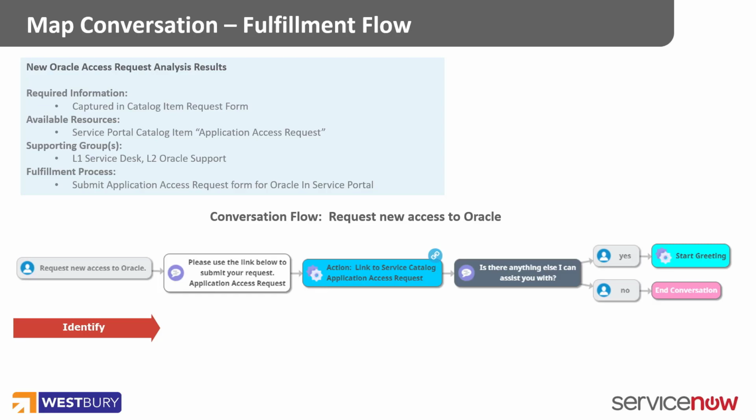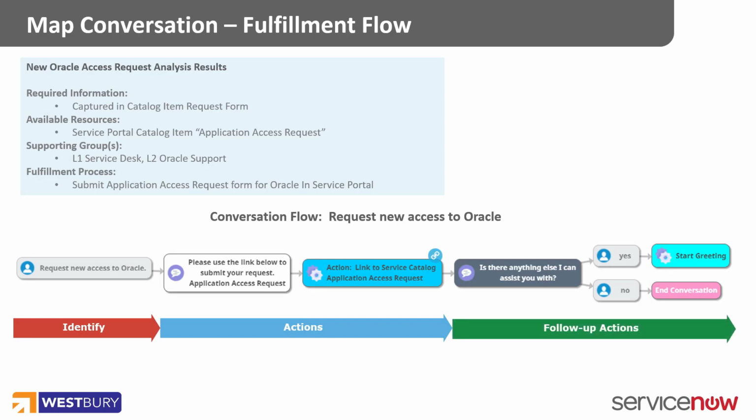Next, we add the actions to provide a response to the user with information indicating that they can submit the request through the Application Access Request form in the service portal. We add the action to fulfill the request in a link to the Application Access Request form. Finally, we add follow-up information or questions for the user to either continue with assistance or end the conversation.